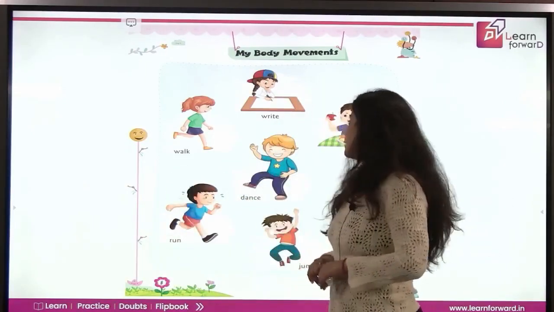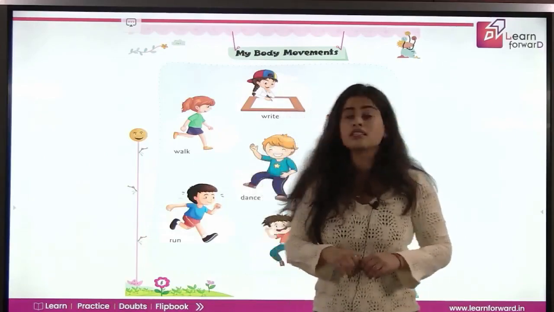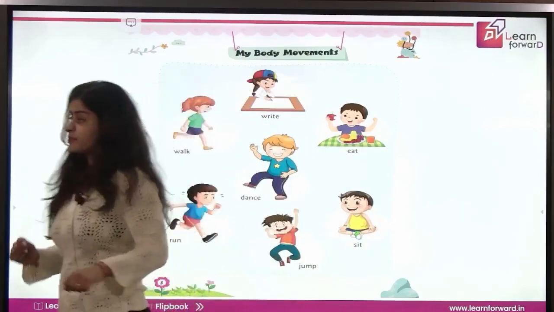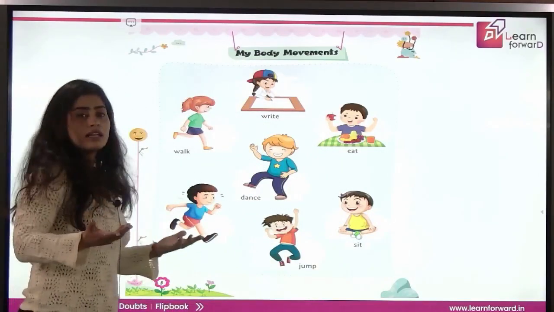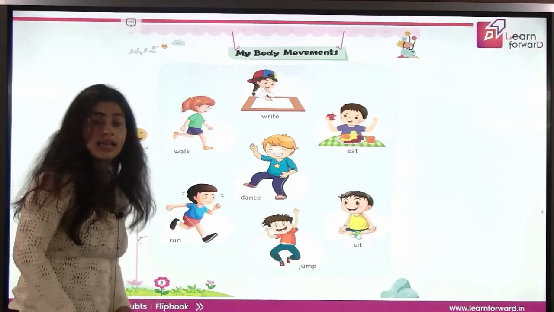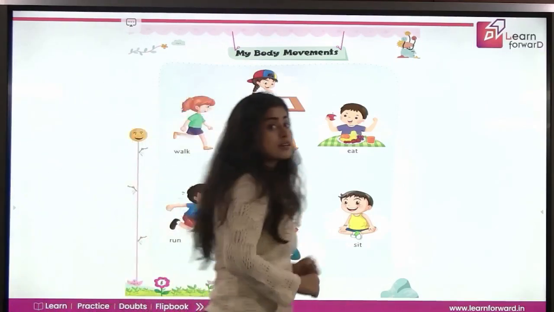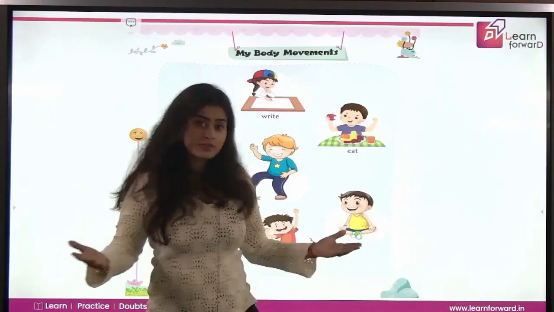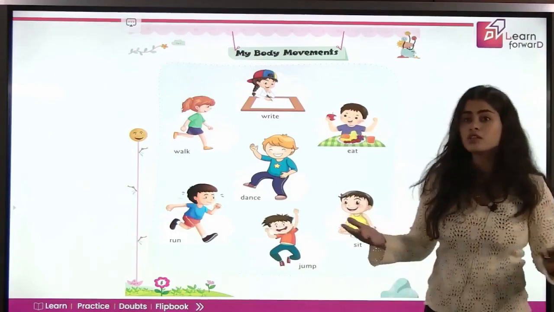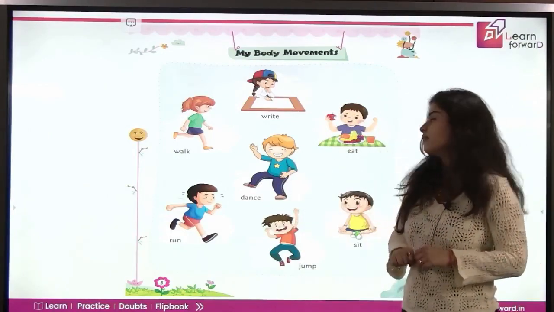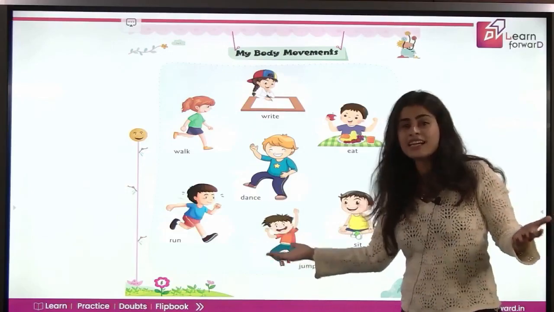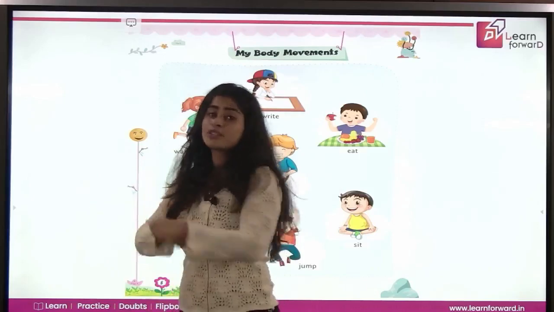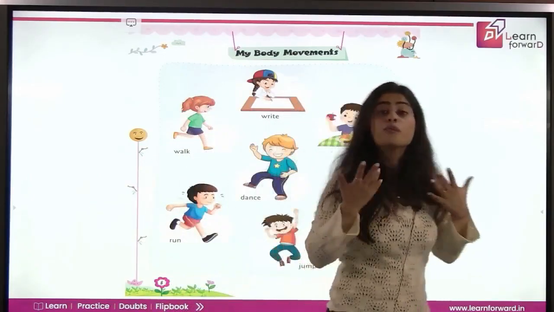Okay? Next is walk. Now, how can we walk? Like this, we walk. And which part we use in walking? Our legs. Legs से हम लोग walk करते हैं. Okay? So, walking is also our body movement. Okay? Next is dancing. आप सब डांस भी करते हो ना? Like this, like this. So, dancing is also our body movement.